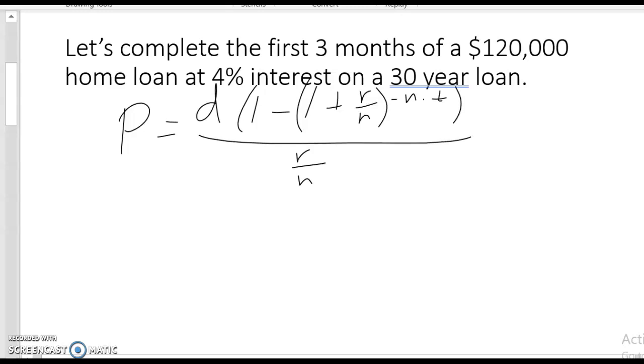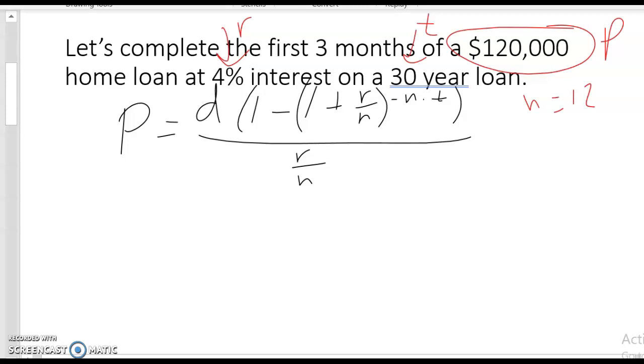Now, if you don't know what these things mean, it makes it a little bit difficult. So 120,000 is the P, that is the principal, the amount that you borrowed. R is the interest rate, so 4% would be R. T is 30, the time of the loan. And N is the number of times a year you make a payment, basically. So because we make home loan payments monthly, N is 12.